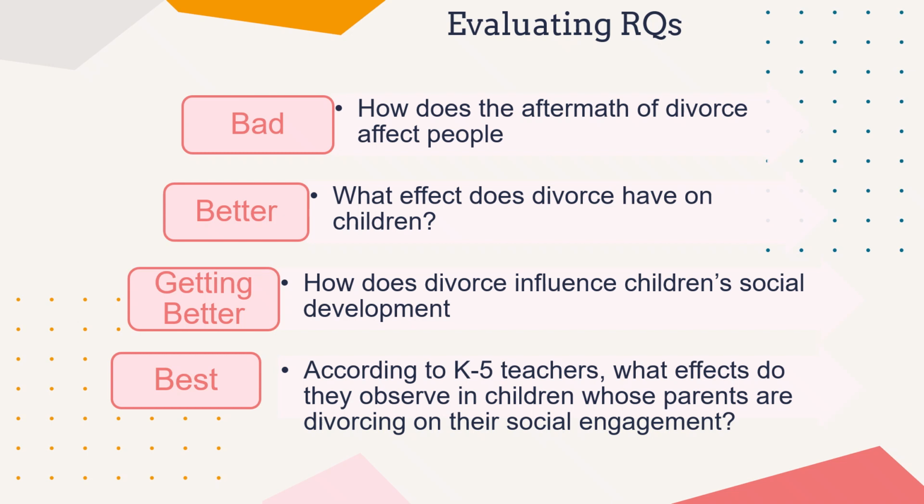And then the best one of these options is, according to K through 5 teachers, what effects do they observe in children whose parents are divorcing on their social engagement? So it's kind of awkwardly worded. But we're asking teachers who are observing children in classroom situations, who have been identified as children whose parents are divorcing, to tell us what they notice about how they engage socially. And this could be with their peers, with other teachers. So it's broad, but it's also quite refined.